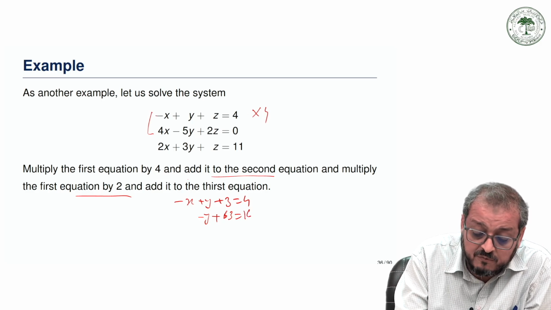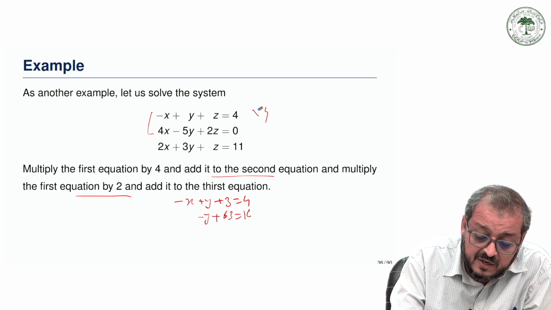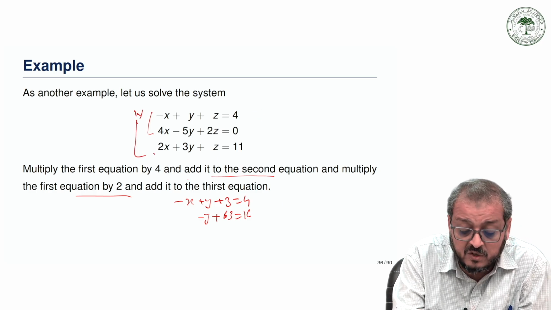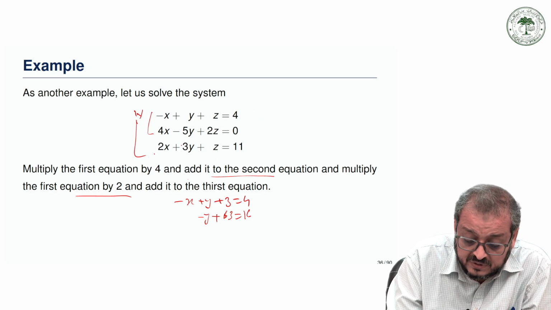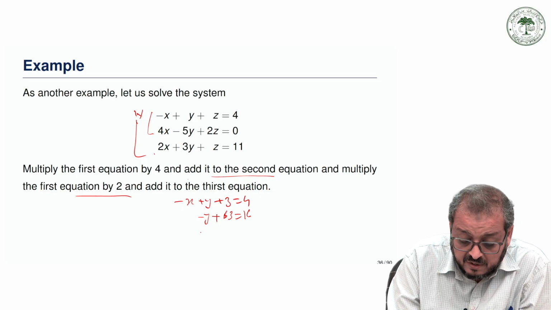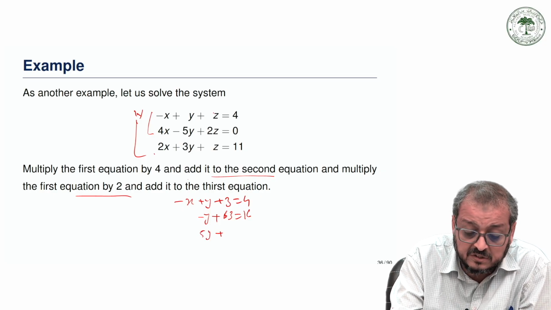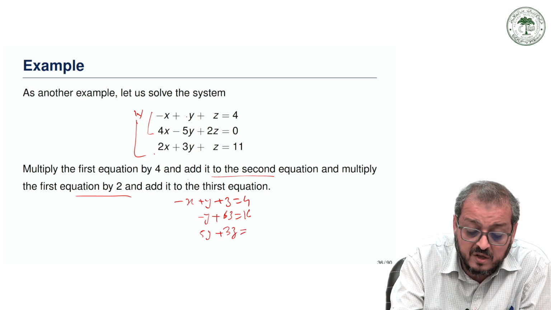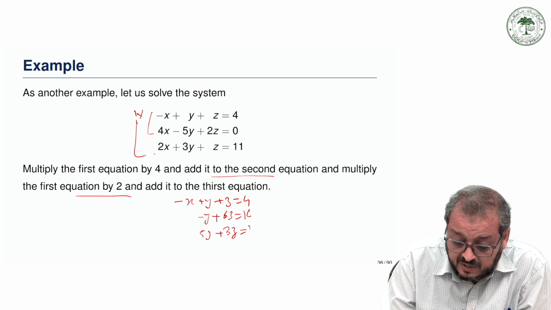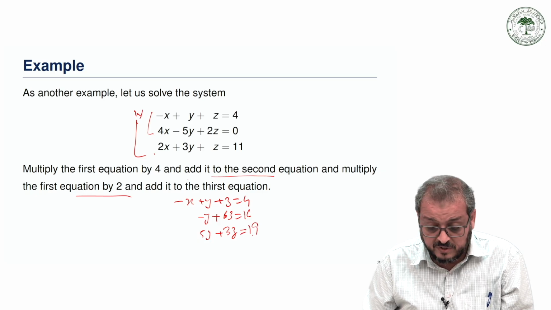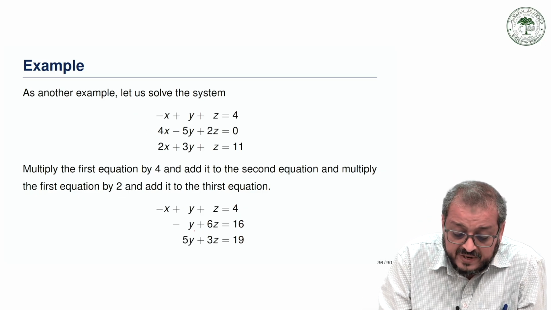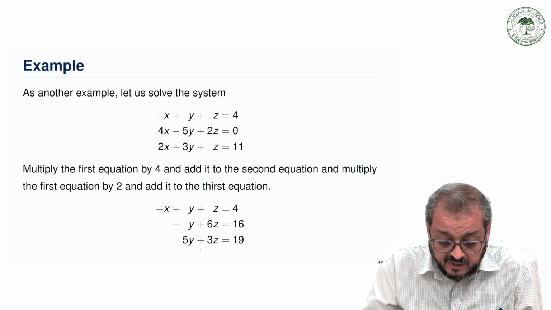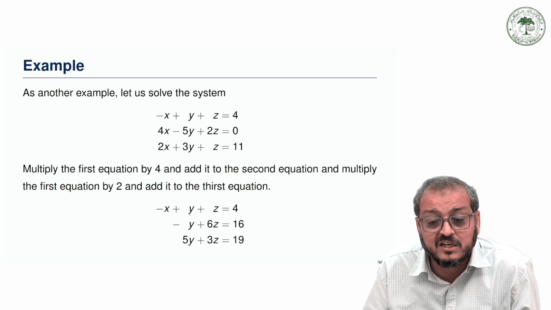Next, we have to multiply equation number 1 by 2 and add it to the third one. So again, 2 plus 3 is equal to 5y, and then 2 plus 1 is equal to 3z, is equal to 19. So this means we can write it in this form: minus y plus 6z is equal to 16, 5y plus 3z is equal to 19, and x plus y plus z is equal to 4.